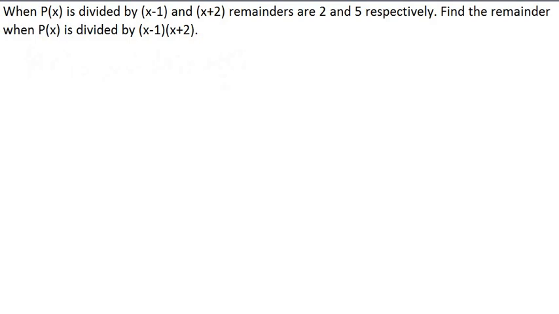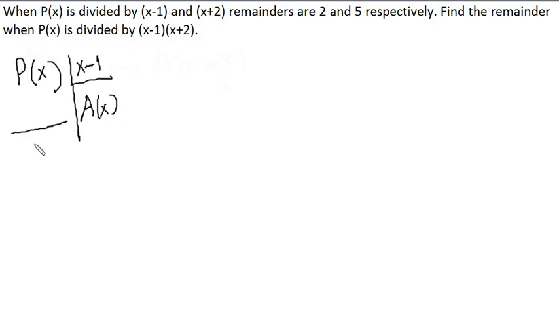When p of x is divided by x minus 1 and x plus 2, remainders are 2 and 5 respectively. Find the remainder when p of x is divided by x minus 1 times x plus 2. Alright, so p of x is divided by x minus 1 and the remainder is 2. Let's say our quotient is a of x, and let's say the remainder is 2.